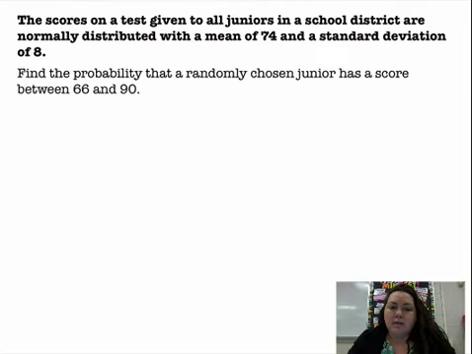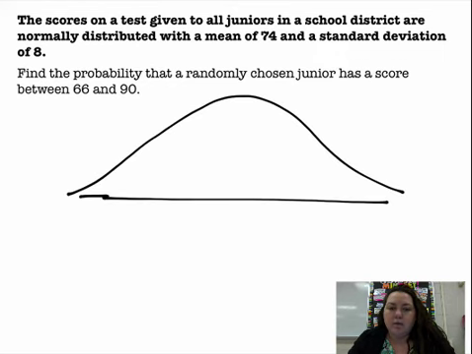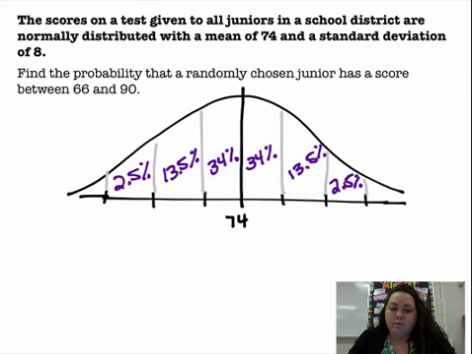Alright, the scores on a test given to all juniors in a school district are normally distributed with a mean of 74 and a standard deviation of 8. Find the probability that a randomly chosen junior has a score between 66 and 90. So I'm going to draw my model. I have a mean of 74, so I'm going to draw my line down the middle at 74. My standard deviation is 8, so I'm going to add 8 for each standard deviation I go over to the right, and subtract 8 for each standard deviation I go over to the left. So I have 82, 90, 98. When I subtract 8 each time, I get 66, 58, and 50.